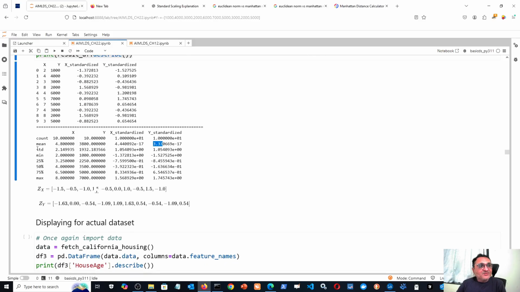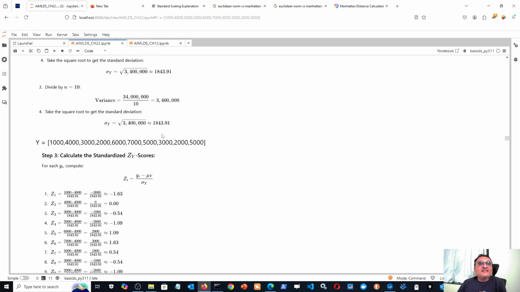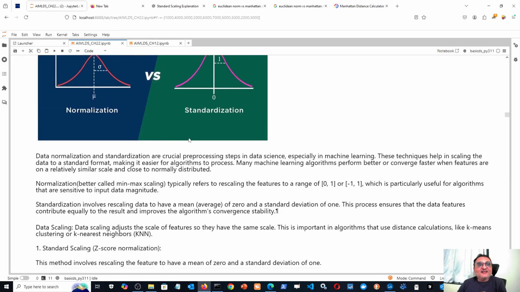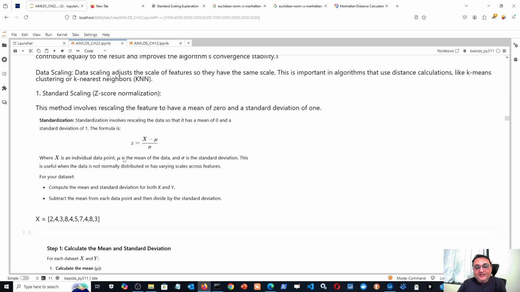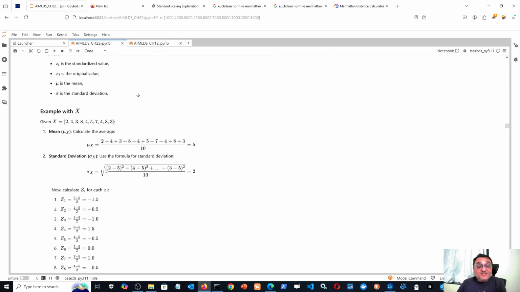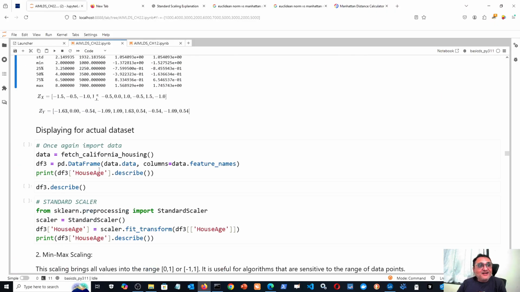Now standard deviation. This next line is the standard deviation, and it has 1.054 into 10 to the power 0, and 10 to the power 0 means 1. So both have standard deviation 1 and both have mean nearly 0. That is exactly what I needed. If I see my standardization diagram, then the mean should be 0 and the standard deviation should be 1, right? Okay. So this is about standardization.